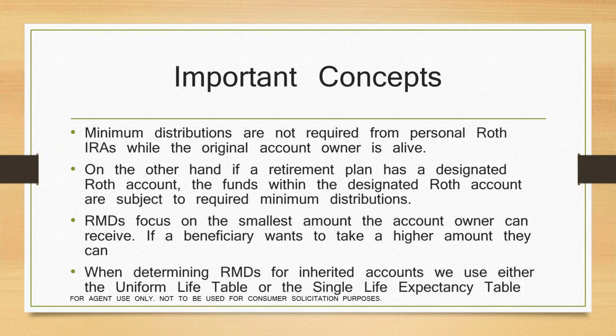And when we are calculating minimum distributions, we have to take a couple of potentially different tables into account, the uniform lifetime table and the single life expectancy table. If you go to IRS Publication 590-B, you can find those tables in there, and you can find the factors that we'll allude to during today's webinar in Publication 590-B.